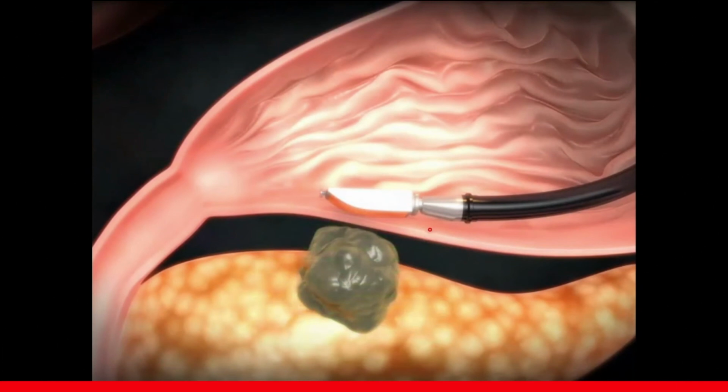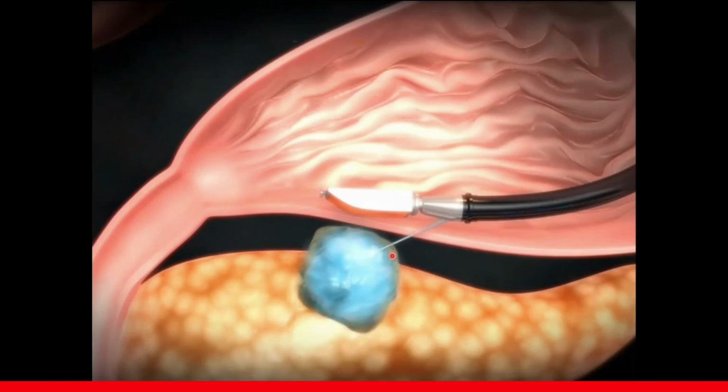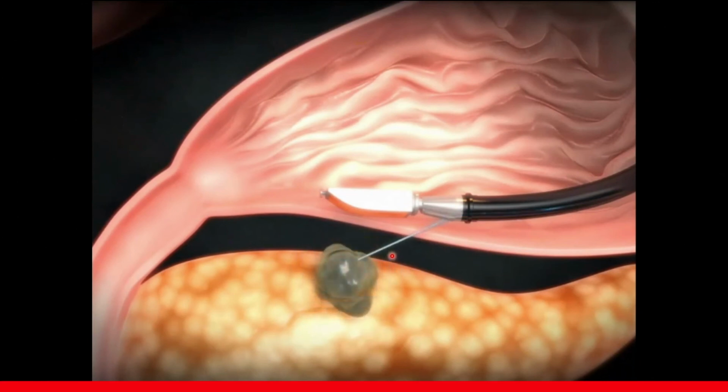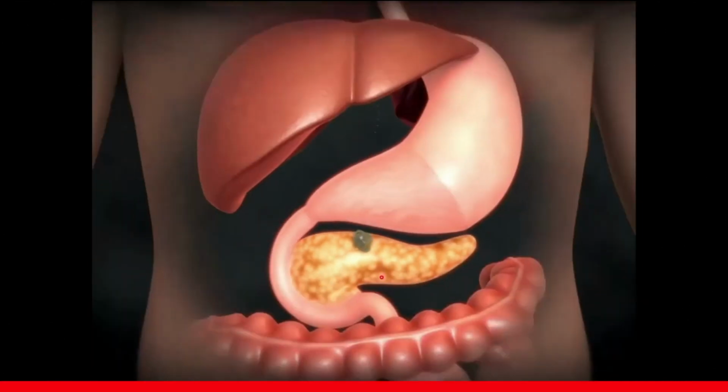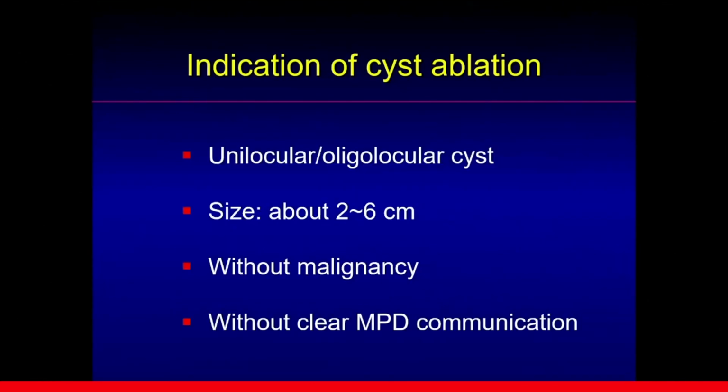And we can puncture the cyst and aspirate the cystic fluid. And then pure ethanol can be injected into the cystic cavity. So aspiration and the injection of ethanol can be repeated 3 or 4 times. And then finally, we can instill a small amount of paclitaxel into the cystic cavity. This technique is called EUS-guided ethanol lavage or cyst ablation.